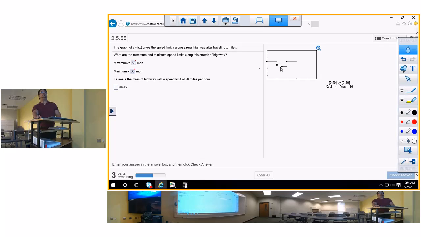Well, the minimum is going to be the lowest one, which is this one. It says the X scale is 40, but the Y scale is 10. So this is 10 miles an hour, 20 miles an hour, 30 miles an hour. It looks like 35. That's 35 right there. And then this is 40, and then this is 50. So I would say probably 35 right there.